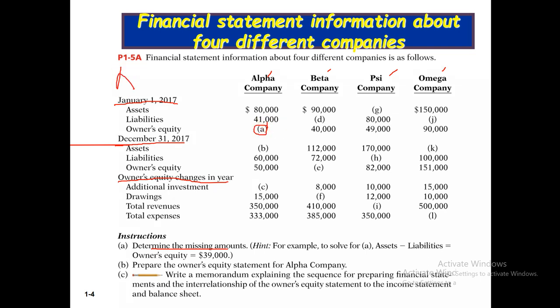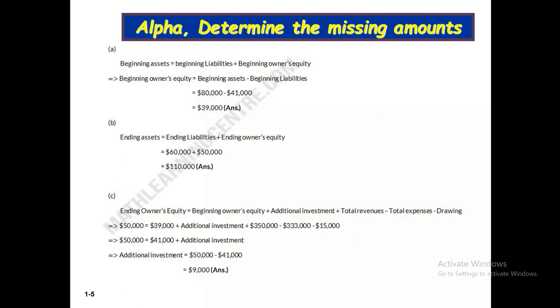We know that asset equals liability plus owner's equity. According to this basic accounting equation, we can easily get it. Asset is 80,000, and liability is 41,000. So with 80,000 and 41,000, we can easily find this missing figure. The missing figure will be 39,000. So this is our formula, and we can easily find the missing figure 39,000. I think everybody is clear.